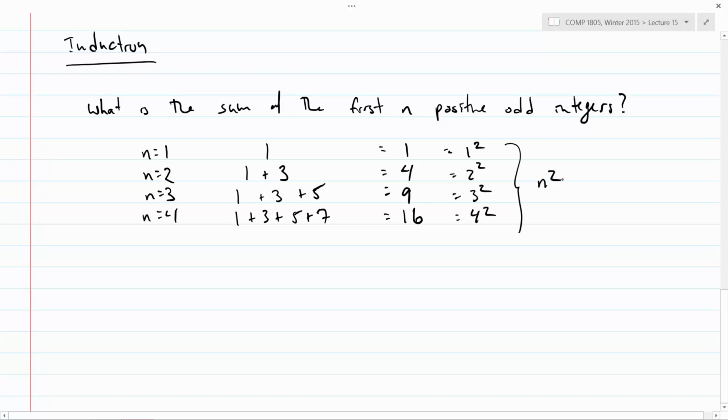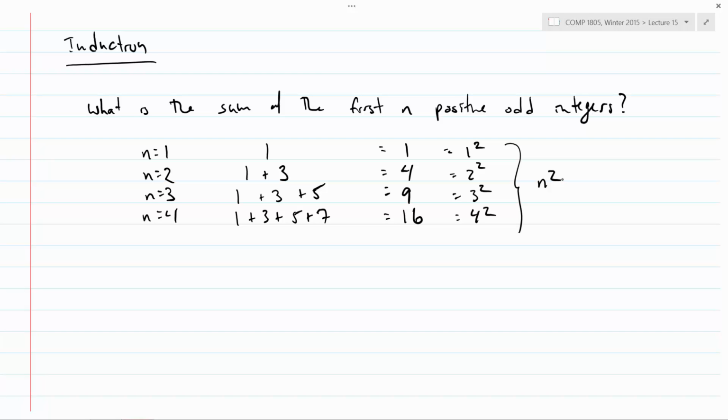So it seems like that's the answer, but I only have 4 pieces of evidence to back me up, and there's infinitely many values of n. So I have a very tiny fraction of evidence. So it looks reasonable, but I'd like to prove that it's true. And the thing that makes this hard, the thing that makes this different from what we've seen before, is the fact that n can be any integer. Right? n can be any positive integer, we'll say.